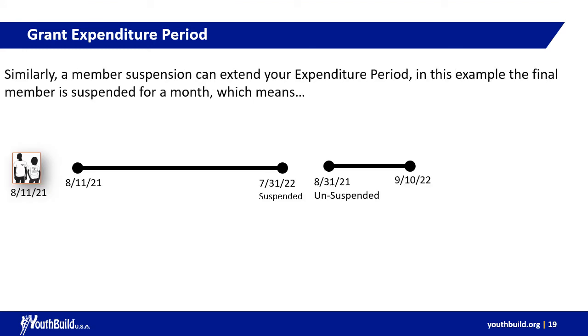Similarly, just like how suspensions can extend member service years, they also extend our grant expenditure period. In this example, our 8/11/21 members are suspended for a month during their service. This means that their expected exit date is pushed back a month as well, which in turn pushes back our grant expenditure period that month to 10/9/22.